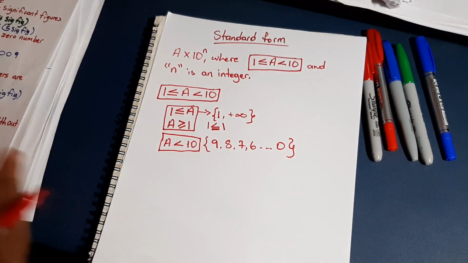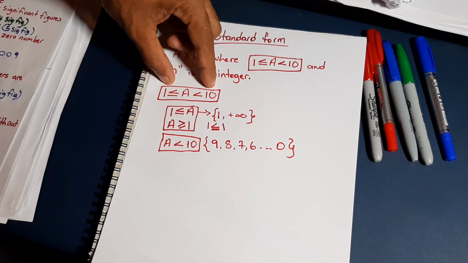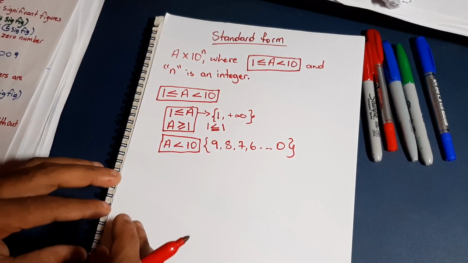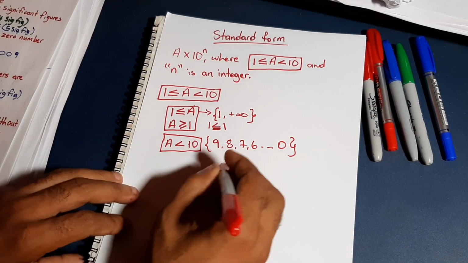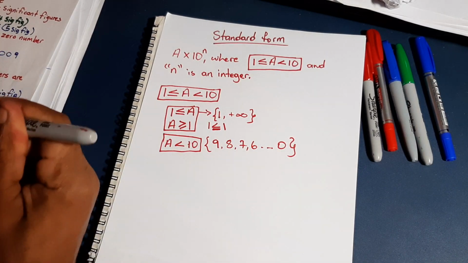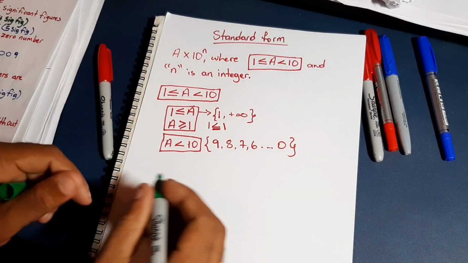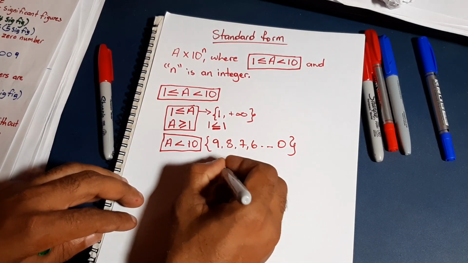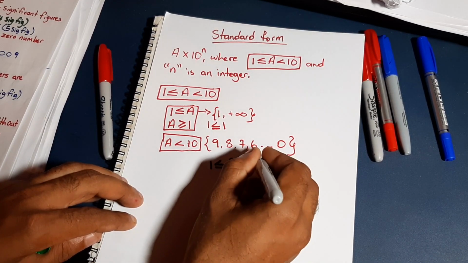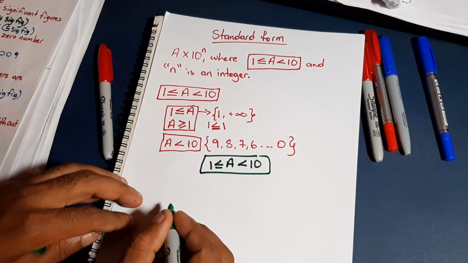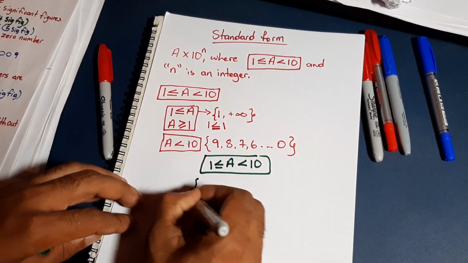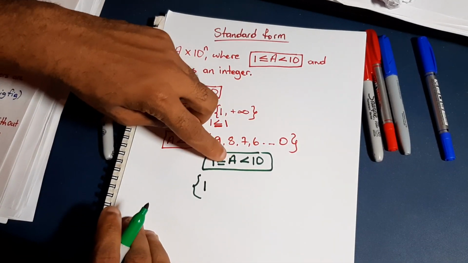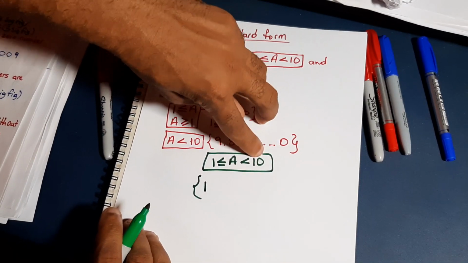As I said at the beginning of the video, this inequality, a should be greater than or equal to 1 but less than 10, is representing a set of values. Let's see if we can identify these values. I'm going to rewrite the inequality using a different color. What are the values that would satisfy a greater than or equal to 1, but less than 10? The first value that would satisfy this inequality would be 1, because 1 is not greater than 1, but it's equal to 1, and it's also less than 10.